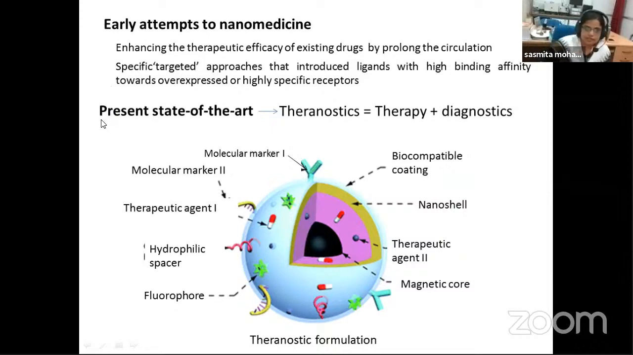Using these two conventional approaches, we have also done some work in our early research from our group. But the present state of the art in nanomedicine gives emphasis on the development of nanotheranostics. Theranostics is a word generated from the combination of therapy and diagnosis. So what happens in theranostic medicine?